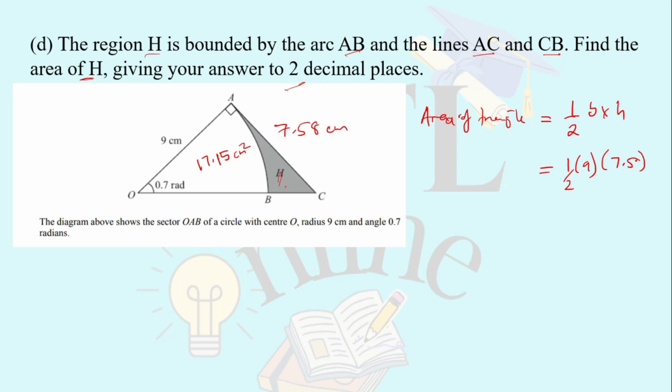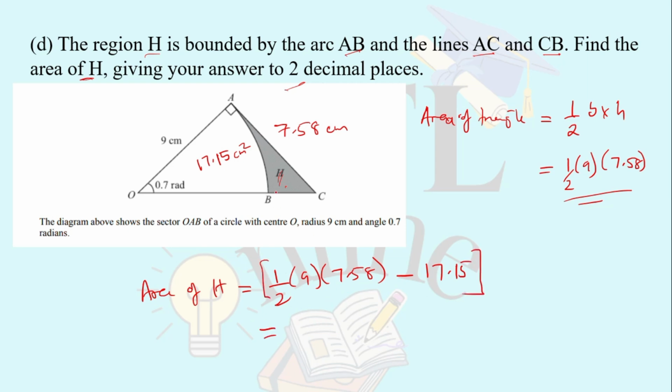We're going to use this and subtract this. Now we just have to find the area of H, which is equal to half times 9 times 7.58, subtract 17.15. This is going to be the area of H. If you punch it on the calculator, we get our area of H as 16.96 centimeters squared. This is the simple way. We have already found the area of this sector, and now we just have to find the area of the whole triangle, then subtract the area of the sector to get this answer.